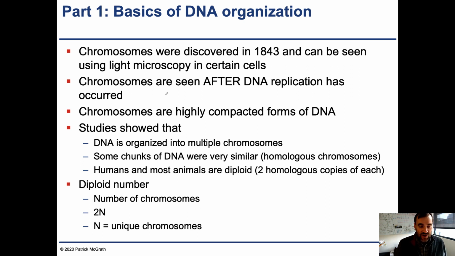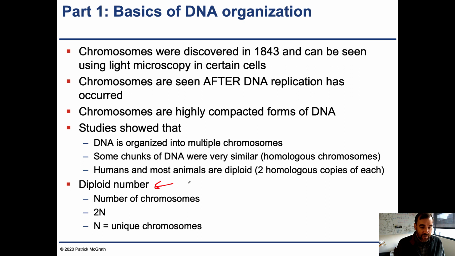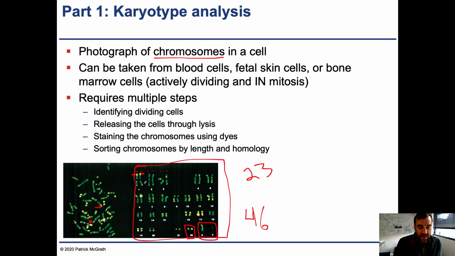This led to a definition of the diploid number, which is the number of chromosomes seen in a karyotype. If we counted these up, 1, 2, 3, 4, 5, 6, 7, 8, 9, 10, etc., we would end up seeing 46 total chromosomes within the cell. That is the diploid number for humans: 46. It's also often defined as 2n, where n is the number of unique chromosomes. So there are 23 unique chromosomes.